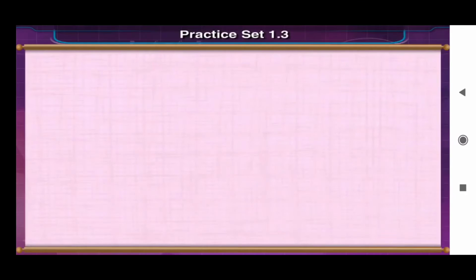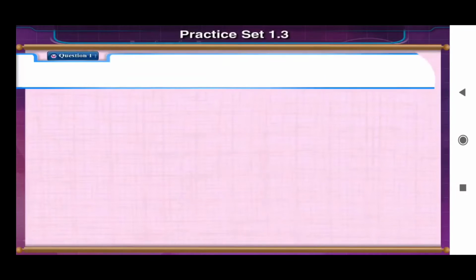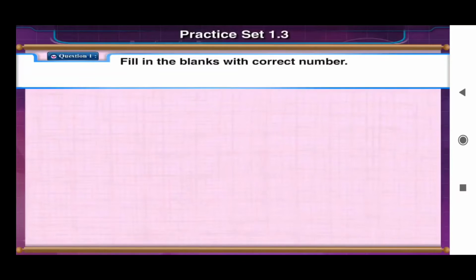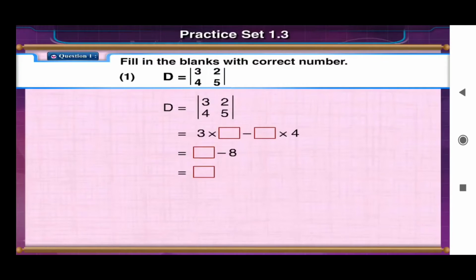Practice set 1.3. Question 1. Fill in the blanks with correct number. Determinant of 3, 2, 4, 5 is equal to 3 into 5 minus 2 into 4, that is equal to 15 minus 8, that is equal to 7.